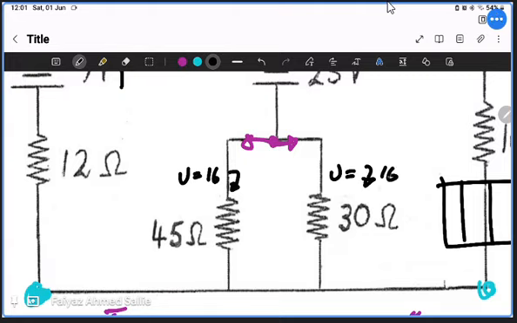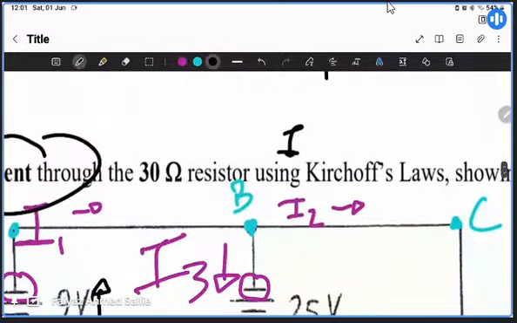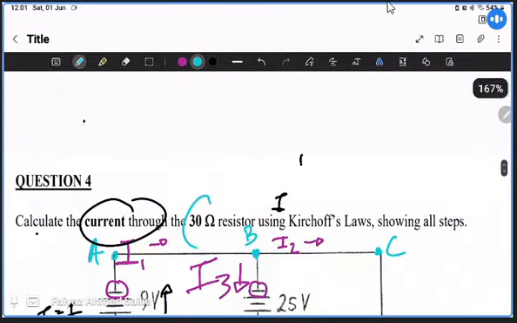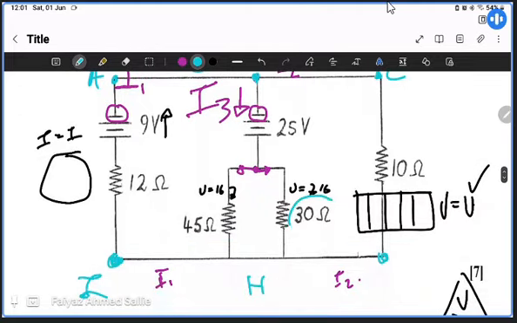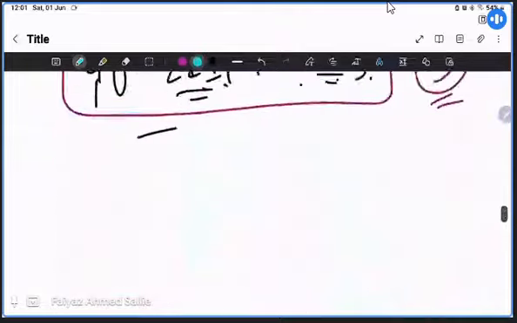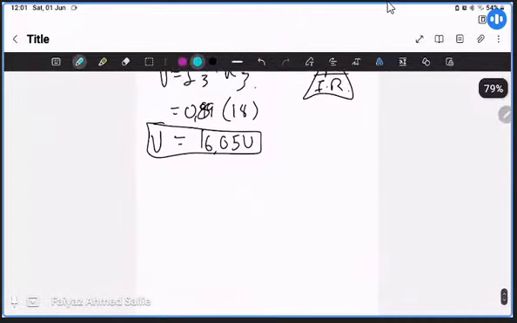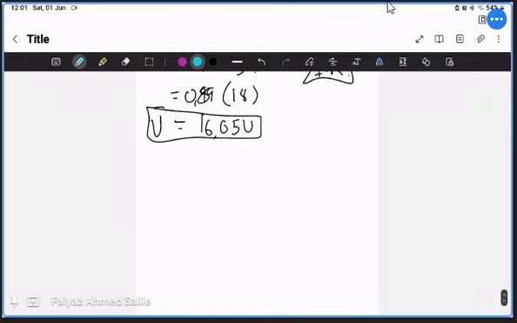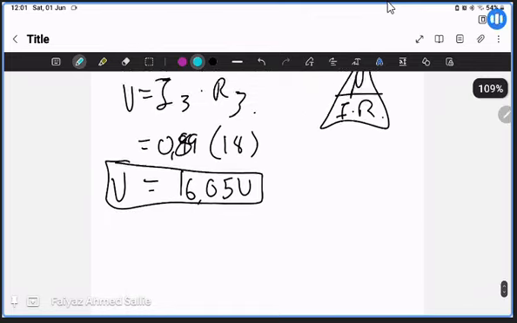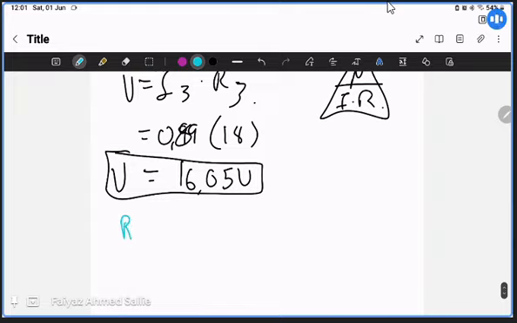So they want us to find the current at 30. So let's calculate the current to this question. So resistor is equal to 20, sorry, 30 ohms. Voltage is equal to 16,05.